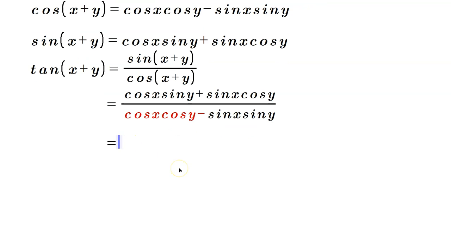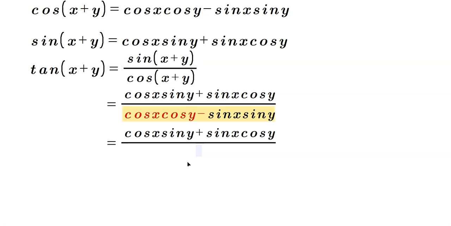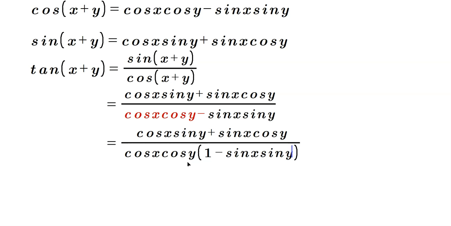So how do we factor that red part out? For now, just copy the numerator unchanged: cosine x sine y plus sine x cosine y. And in the bottom, factor it out. So it's going to be cosine x cosine y, and what's left over is 1 minus sine x sine y.